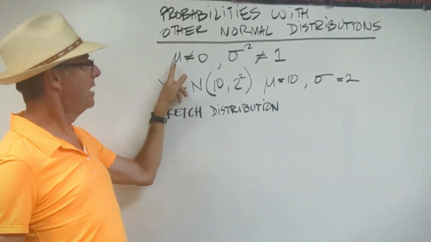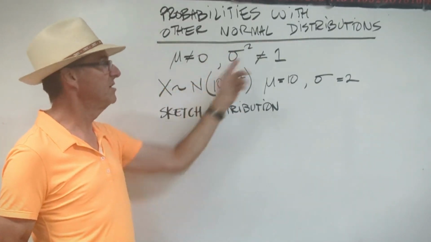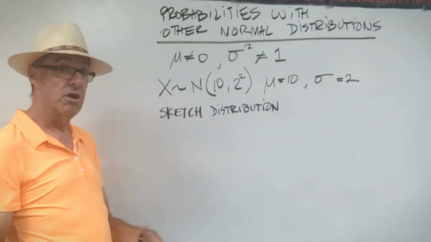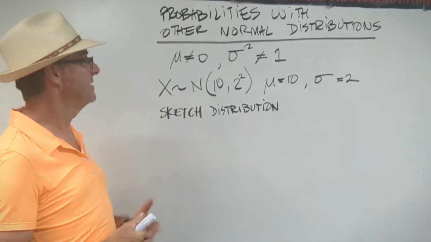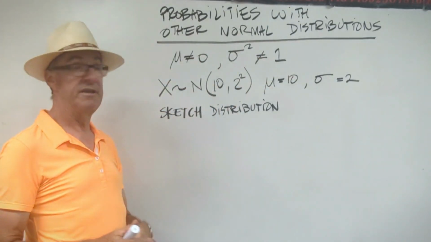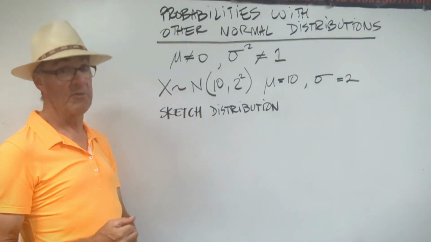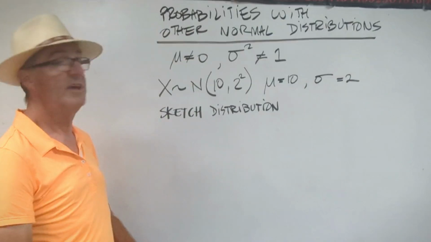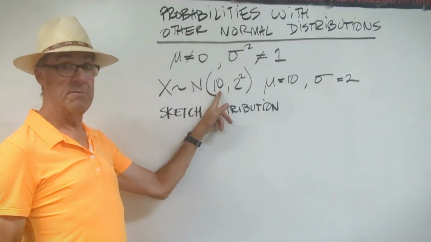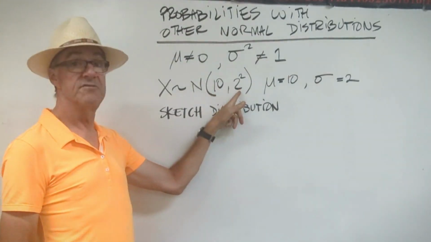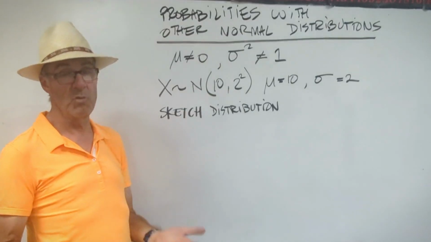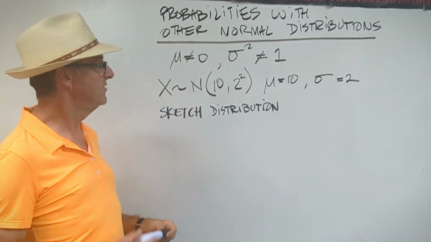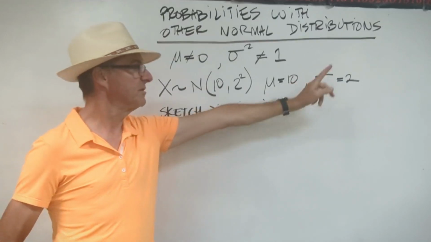So notice how I put mu not equal to 0, sigma squared not equal to 1. Now in our notation, we lose the z. The z was there for the standard normal distribution, and that implies mu is 0 and sigma is 1. If we're not doing a standard normal distribution, we're back to our random variable x, n for normal distribution. This particular one has a mu or a mean of 10 and a sigma of 2. Remember, this is the variance, so I could write 4 there, but 2 gives you a feel for exactly what sigma is. So here, my mu is 10 and my sigma is 2.